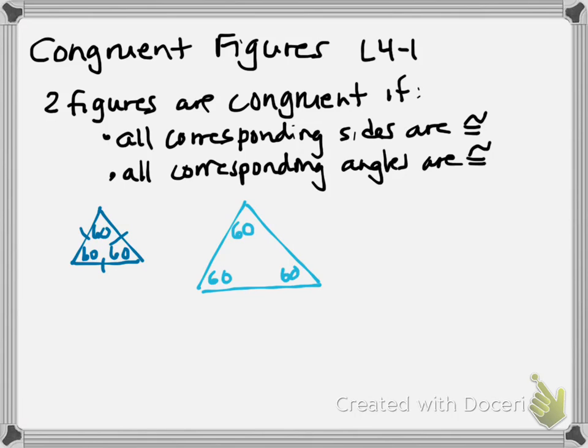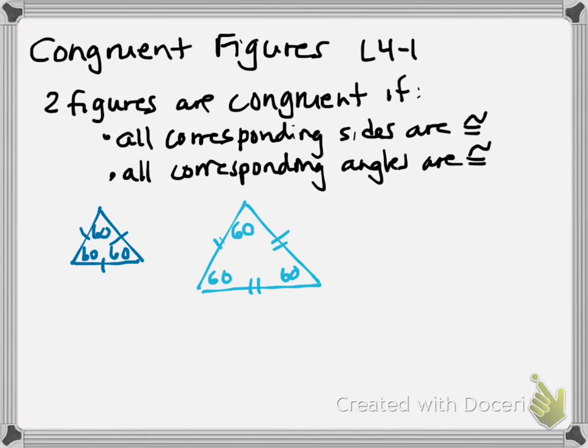Now, comparing the first shape to the second shape, are all the sides the same? And the answer is no. So this is a prime example of how if you just have all angles that match up, you don't necessarily have congruent figures. Does anyone know what we would call those two, where they are the same shape, but they aren't the same size?